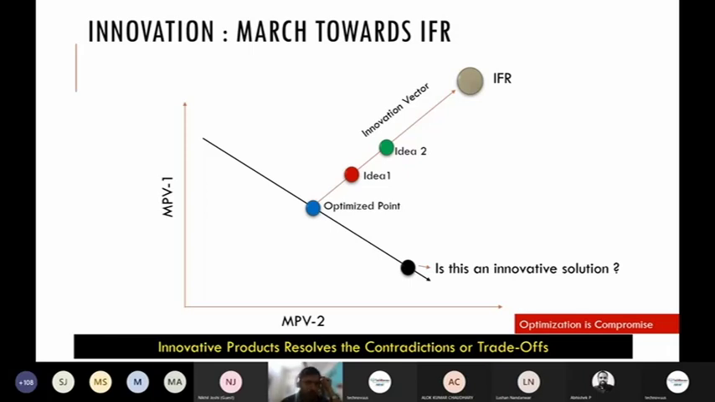Innovation is only when you move along the vector, even a bit, even an inch. If you move on that vector, it is an innovation. You can go and file the patent. Even if you move an inch on this line, you have a potential to get an IP. Believe me.